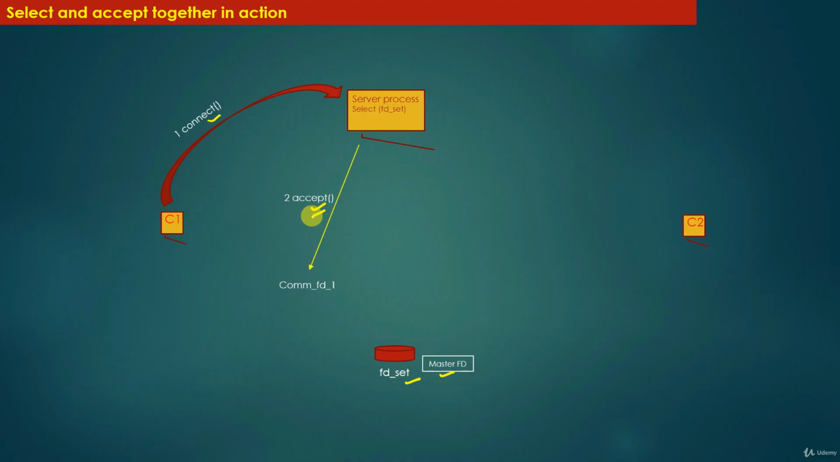By invoking the accept system call, the server will generate a communication file descriptor for client C1. Using this communication file descriptor, our server will carry out actual data exchange with the client C1 for the rest of the lifetime of this connection. In addition, when the server has generated this communication file descriptor for client C1, the server will save this communication file descriptor in FD set data structure. So you can see that in FD set data structure, along with the master socket file descriptor, a new communication file descriptor is also added.